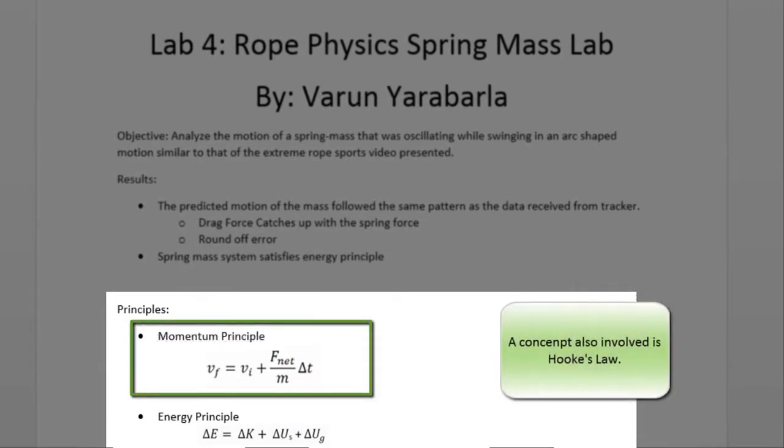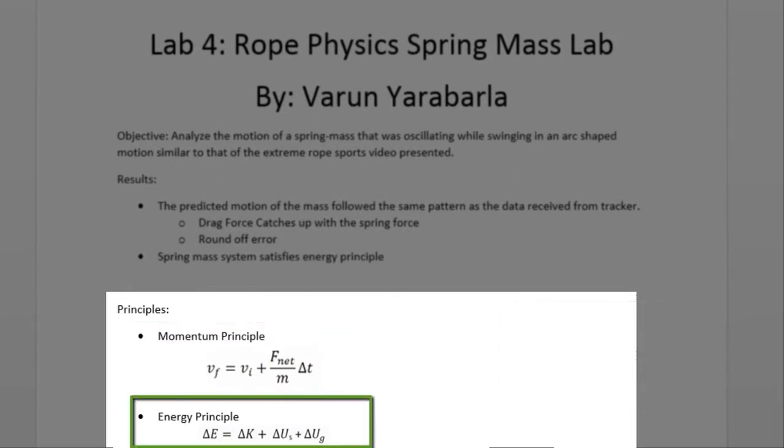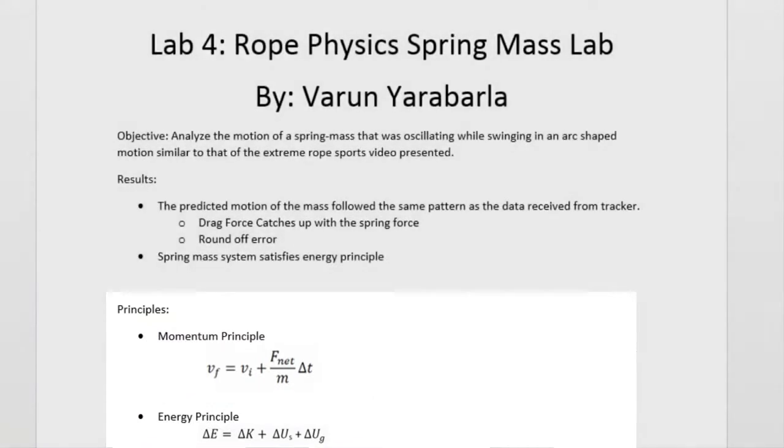The momentum principle helps predict the spring's new velocity and its position. The energy principle is the total energy of the system, which is equal to the kinetic energy plus the gravitational potential energy plus the spring potential energy.